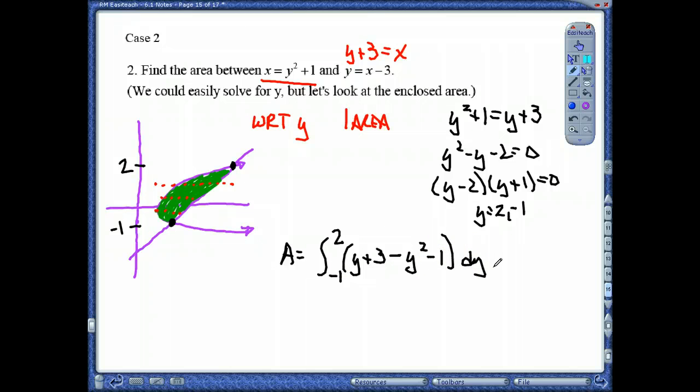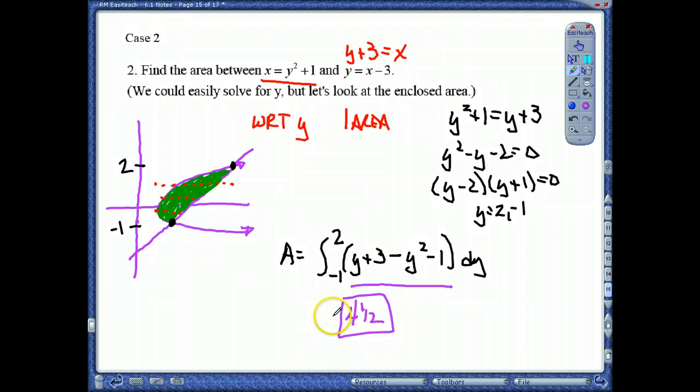Now, before you finish, make sure, do I have nothing but y's? If I look at my integral and I see some y's and some x's, oops, I didn't solve my equations properly. Making sure these are my y coordinates of those points of intersection. It's all about the y at this moment in time. So when I put that in my calculator, that's going to give me 4.5. That's my area.